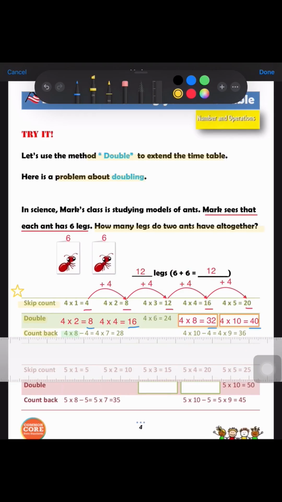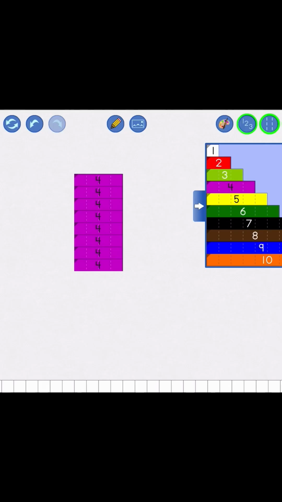And then we're going to use the count back method to find 4 times 7. Just now we have found 4 times 8. We just need to take away 1 four to find 4 times 7.